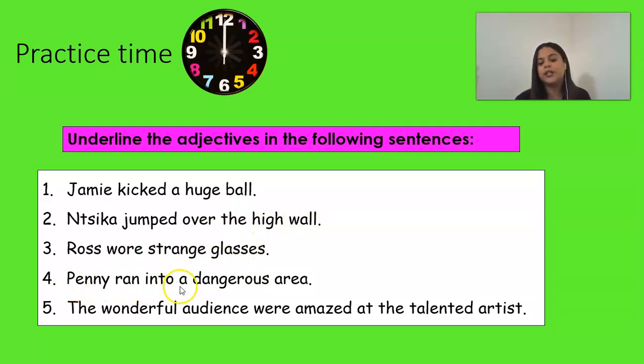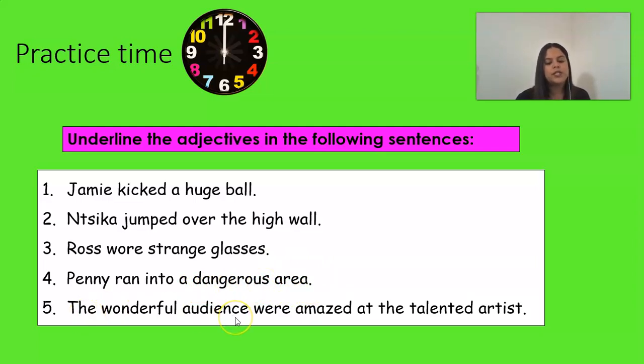Penny ran into a dangerous area. Penny is a proper noun. Yes, it's at the beginning of a sentence, but that isn't why it's in a capital letter. Remember, proper nouns always start with a capital letter. She ran into a dangerous area. So area is my noun as well, and dangerous is my adjective.